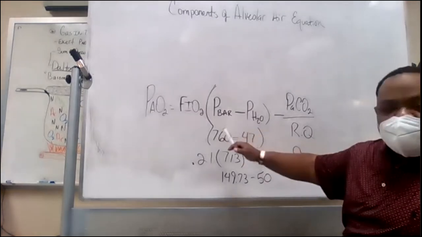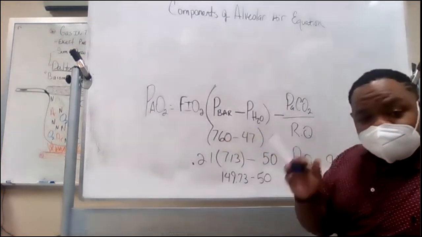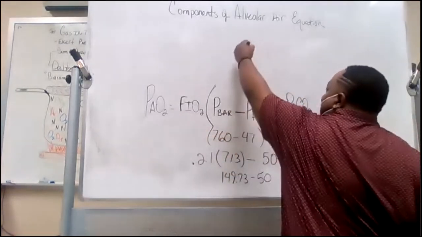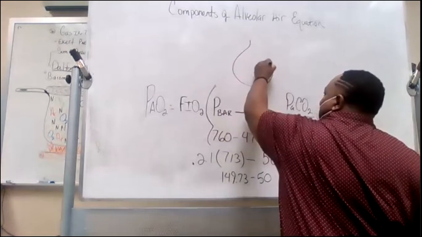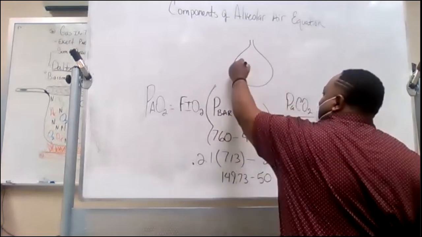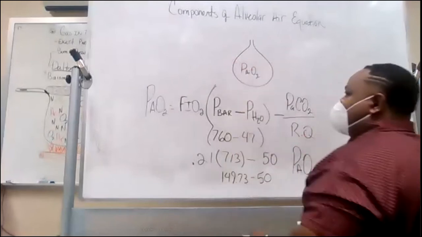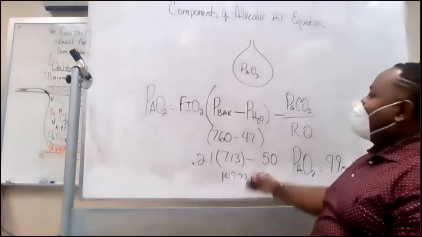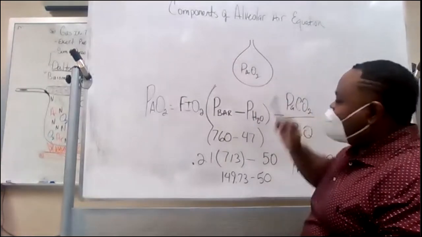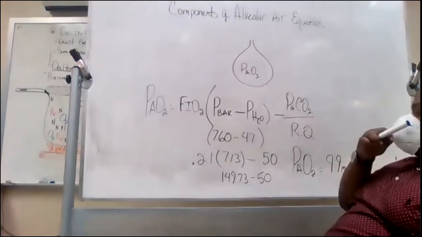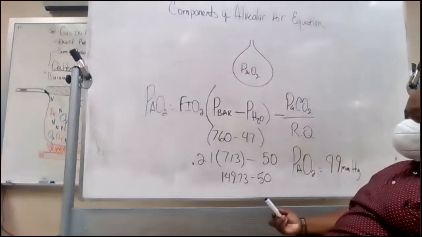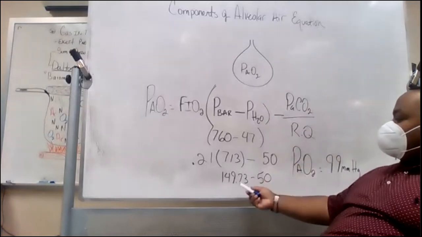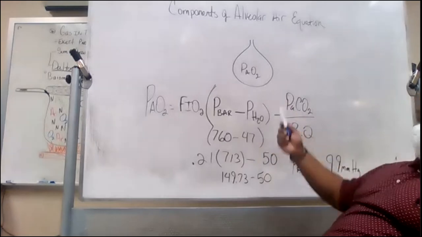It is getting rid of what we don't want. All we want to know is how much oxygen is actually inside of the alveoli, the P big A O2. I don't want to know how much CO2 is in there. I don't want to know how much water is in there. I just want to know how much oxygen is in there. So I got to get rid of the water vapor, and I got to get rid of the CO2 over the RQ, and that's going to leave me with the amount that is in the alveoli.